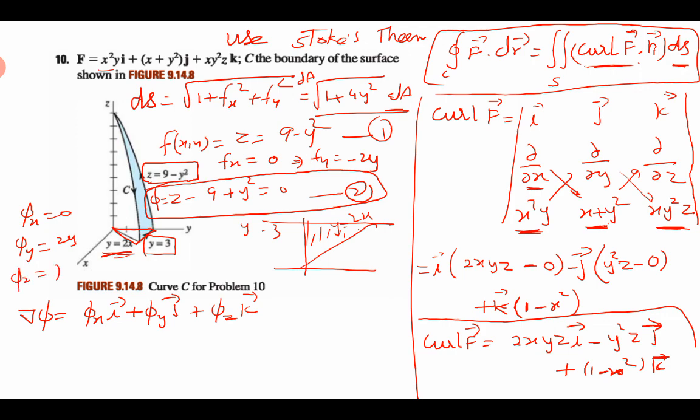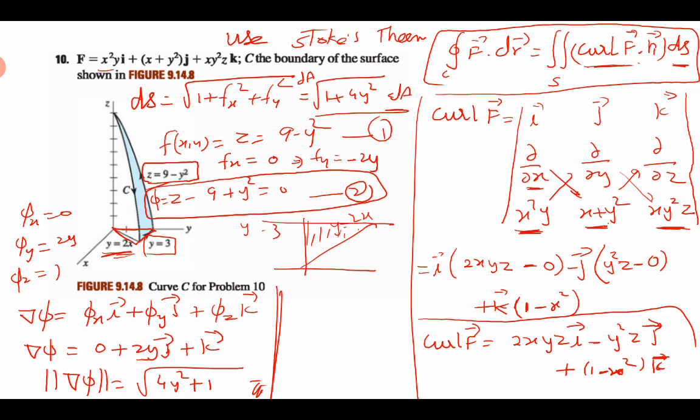Pi z is 1. So what is del pi? This time is 0. 2y j plus k. Therefore, what is the norm of del pi? Square root of (2y) whole square, 4y square plus 1.